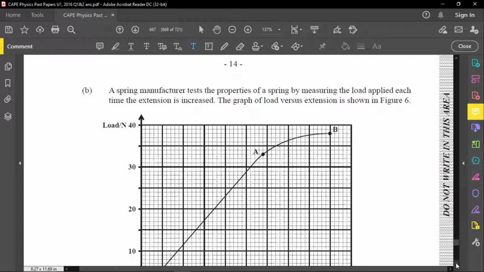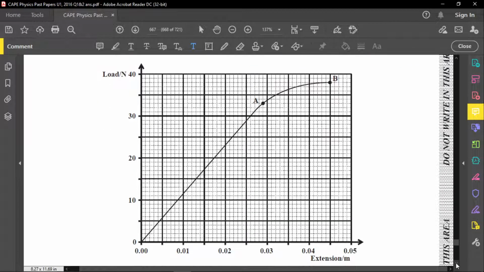And the next part of the question here, which is part B, is: a spring manufacturer tests the properties of a spring by measuring the load applied each time the extension is increased. The graph of load versus extension is shown in figure 6. All right, and just to point this out before you start answering this, a graph like this could be used in your experiment, which is the load or the weight versus extension, which I was mentioning before.